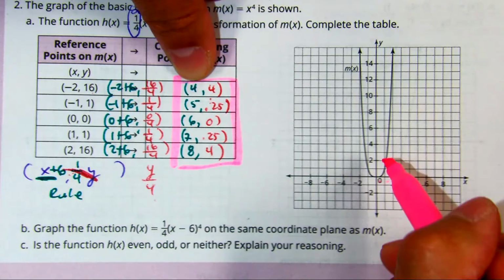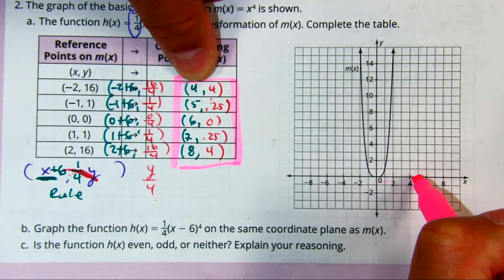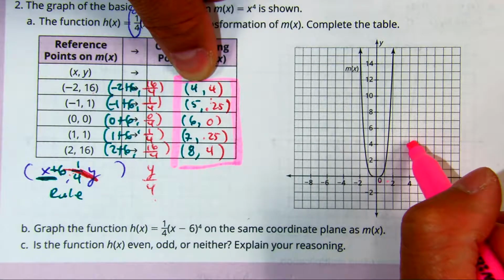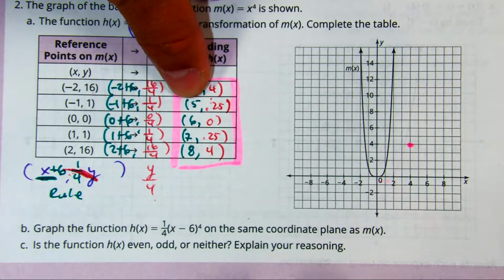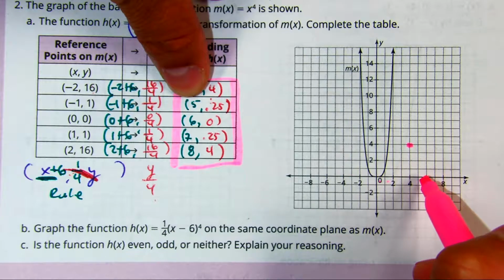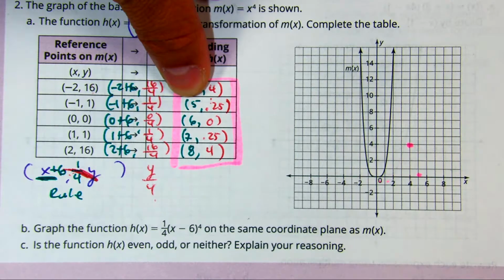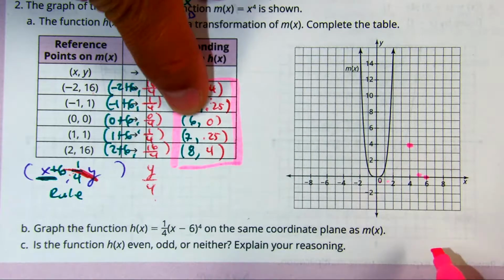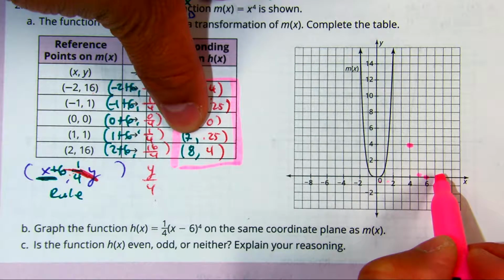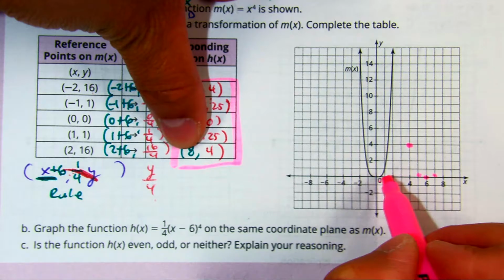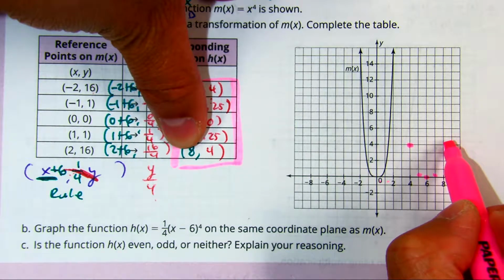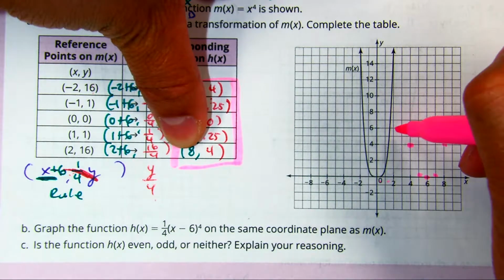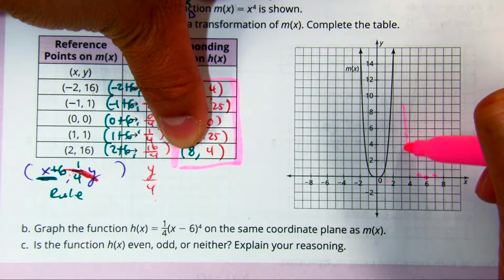So I'm going to go right 4 on the x-axis and then up 4 on the y-axis. Right 5, up 25 cents. Right 6, stay. Right 7, up a quarter. And right 8, up 4. So my new graph kind of looks like this.